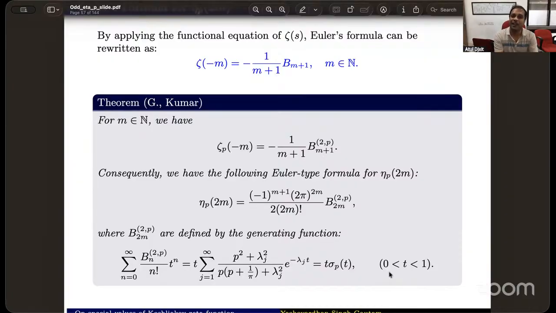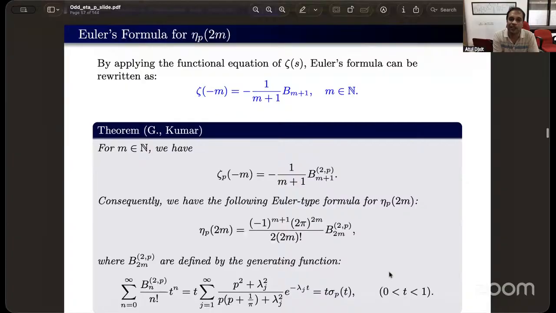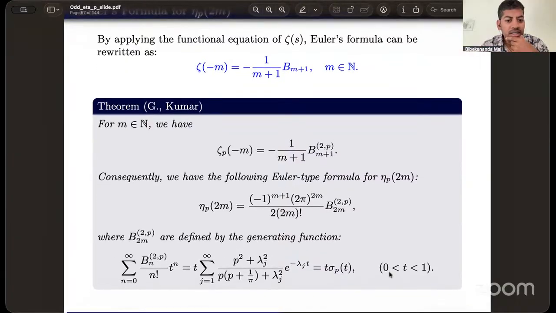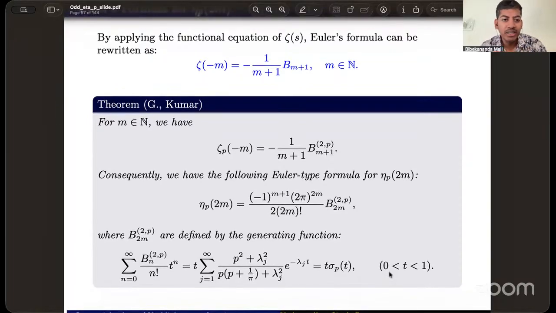Any other questions? Like in the case of the Riemann zeta function, we have trivial zeros. Do you have trivial zeros of these zeta functions as well? Yes, sir. Both eta p and zeta p have zeros at negative integers. Similarly, both kinds of Bernoulli numbers are also zero at the odd indices, as we can see from here. Both functions share the same trivial zeros, and for general p we have them.